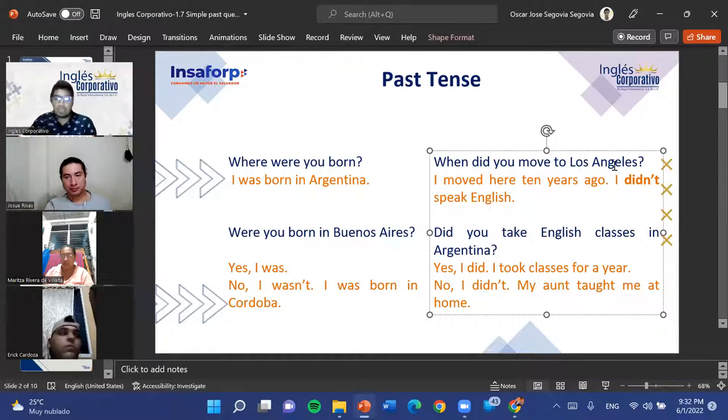When did you move to Los Angeles? Very simple, very straightforward. Now, in the positive answer, when you have a positive answer, you're going to use the verb in the past tense. ¿Sí? Cuando ustedes van a utilizar entonces una respuesta positiva, el verbo tiene que ir en su forma pasada, porque aquí no hay ningún auxiliar entre el sujeto y el verbo, sino que está en directo, ¿verdad? O sea, uno justo al lado del otro. So you're going to say, I moved here 10 years ago.